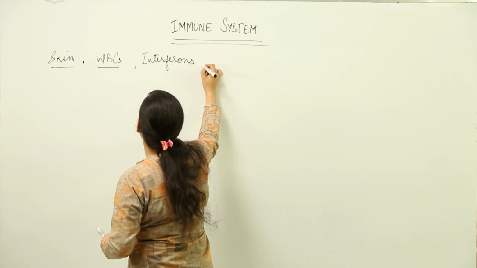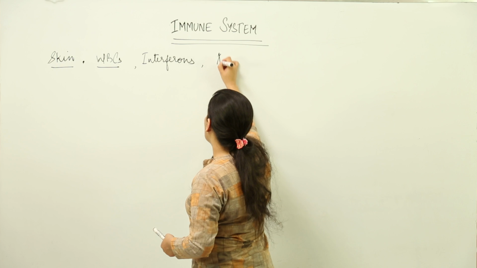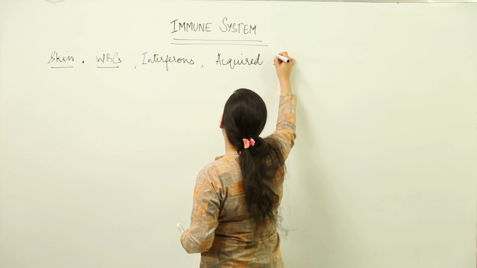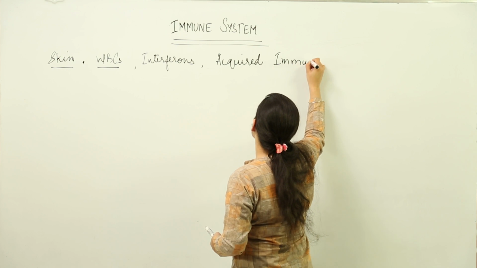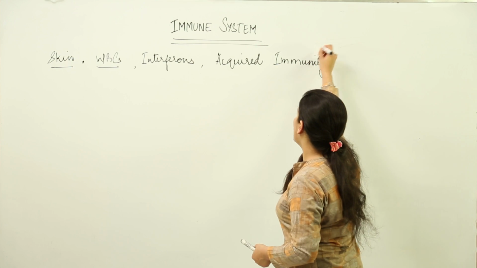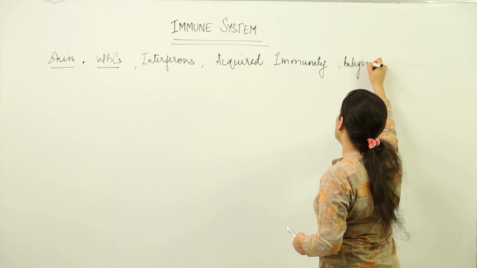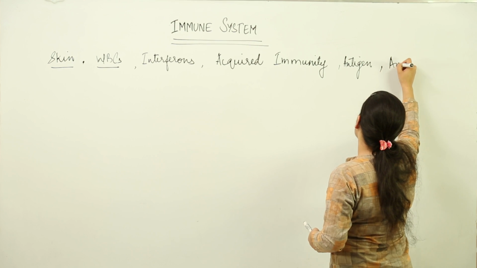and then later on we talk about acquired immunity, in which we discuss types of cells, and in that we talk about antigens and antibodies. All right.